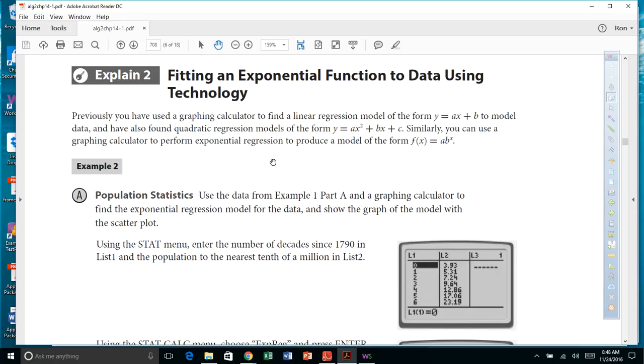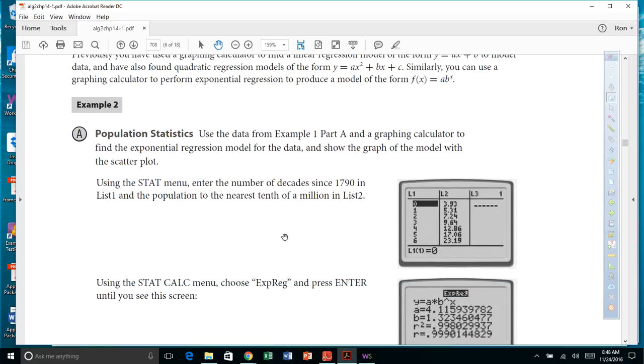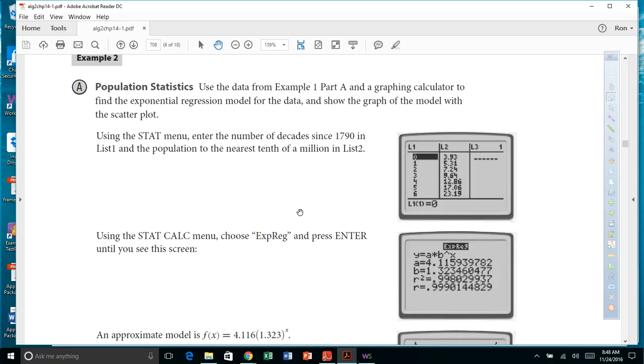Similarly, you can use a graphing calculator to perform exponential regression to produce a model of the form f of x equals a times b to the x power. So use the data from example 1, part A in a graphing calculator to find an exponential regression model for the data and show the graph of the model with a scatter plot.